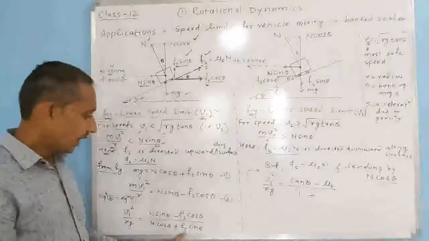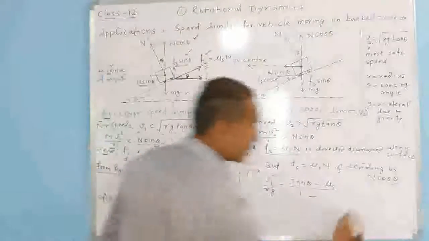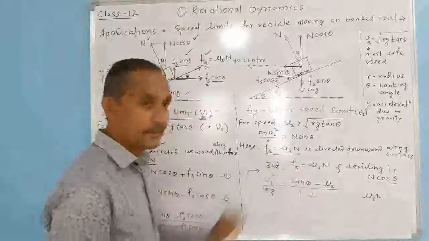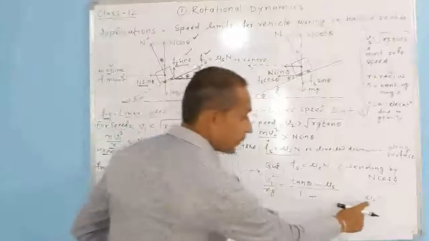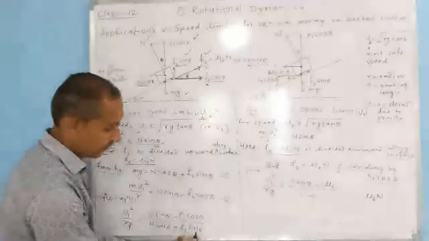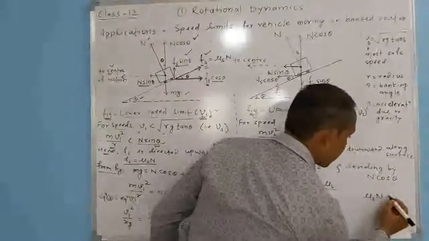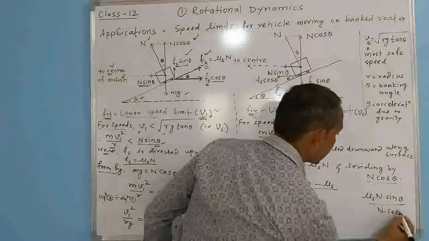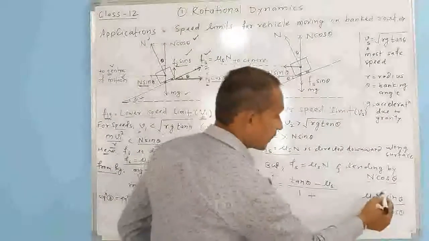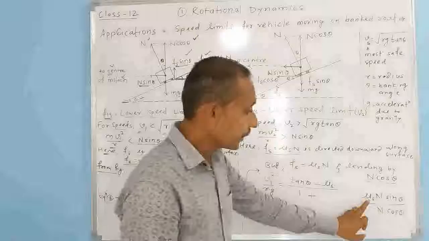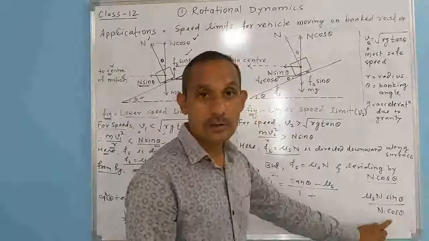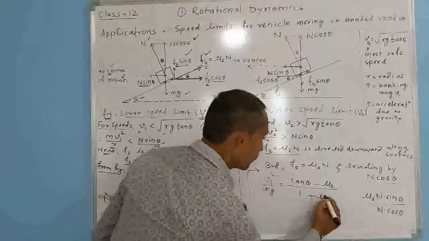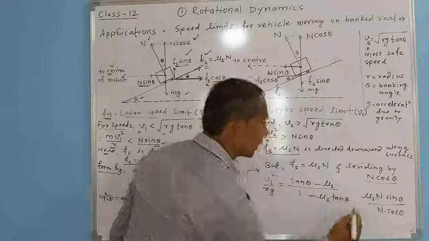Plus Fs sin theta. Fs means mu s N multiplied by sin theta, then divided by N cos theta, and N will get cancelled. Mu s multiplied by sin upon cos means tan, so we get mu s tan theta. Okay.